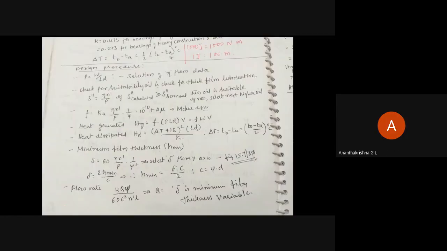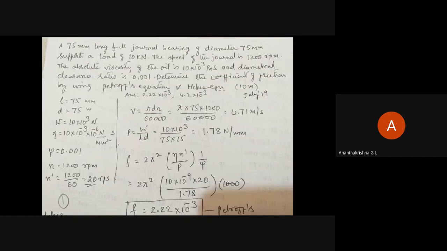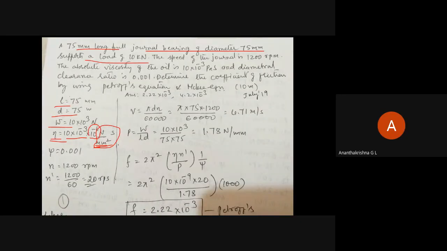So these nitty-gritty details you have to go through, and then as usual, a problem: a 75 mm long journal bearing of diameter 75 mm supports a load of 10 kilonewton. So load is W, then the length and diameter of the journal, and you will be given the absolute viscosity value. Convert the Pascal second by multiplying it by 10 power minus 6, so that the absolute viscosity is converted into Newton per mm square always. Then you can keep all the length and diameter in millimeter. That makes your life simpler.